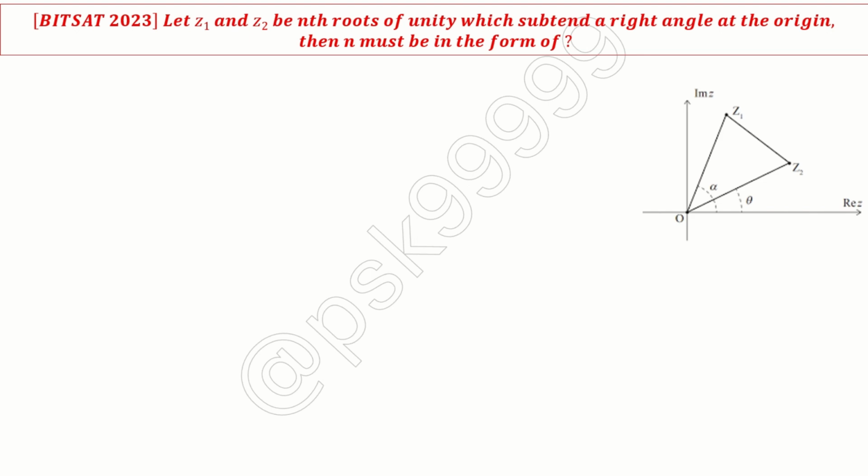Let Z1 and Z2 be nth roots of unity which subtend a right angle at the origin. Then n must be in the form of what? Okay, this is what he's trying to tell. If you have two points Z1 and Z2, and you draw lines from 0, they subtend a right angle at the origin, which means angle Z1 O Z2 equal to 90 degrees. It's not exactly 90 degrees in the image, but what I'm trying to tell is alpha minus theta equal to 90 degrees basically.